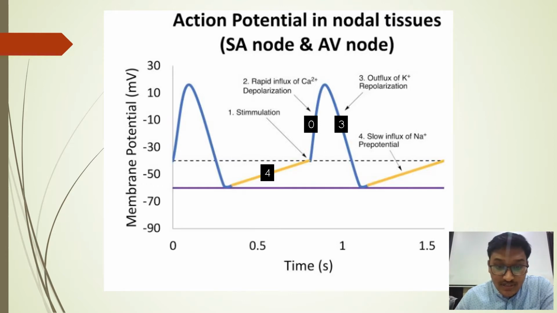So what is happening here? This is the phase 4 of the depolarization. This is phase 0 of the depolarization and this is phase 3 of the depolarization. What will happen in the phase 4? There is slow influx of the sodium ions which will cause slow depolarization, and then there is phase 0 which is the rapid influx of the calcium ions which will cause rapid depolarization, and then comes the phase 3 where there is outflux of the potassium ions which will cause the repolarization phase. So this is what is happening in the nodal tissue.